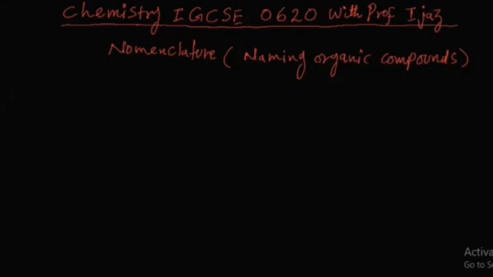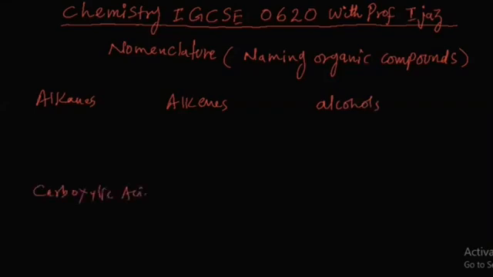Before starting nomenclature, or naming organic compounds, let me tell you that in your syllabus, the different organic compounds are alkanes, alkenes, alcohols, carboxylic acids, esters, and halogenoalkanes. So these are the different types of organic compounds.